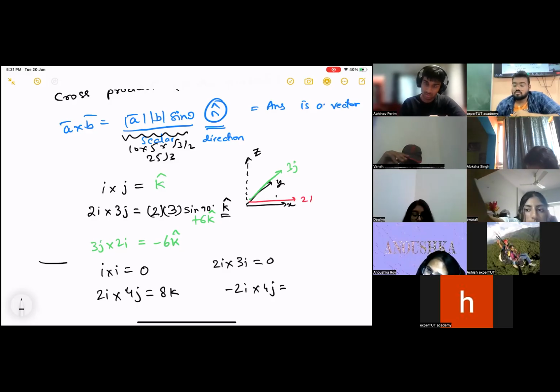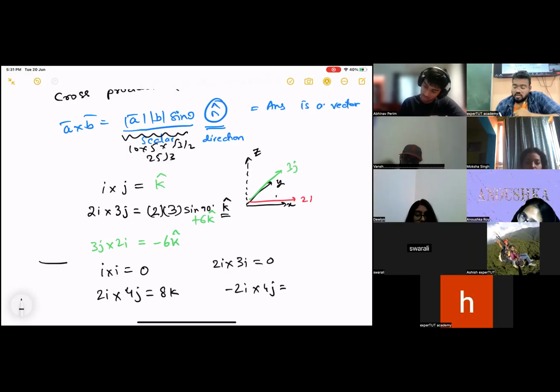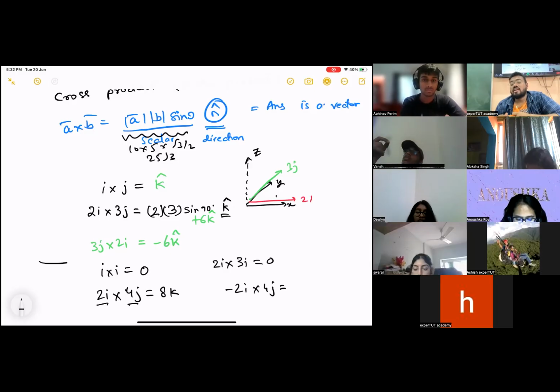Whose how? Speak loudly. 2i cross 4j. What is i cross j? No, just i cross j. Okay, so 2i cross 4j. Sin theta, because it is i and j, no? So the angle between any two axes is 90 degrees. Okay, what is -2i cross 4j? Look, if there is a minus, take the minus outside. Now tell me what the answer is.